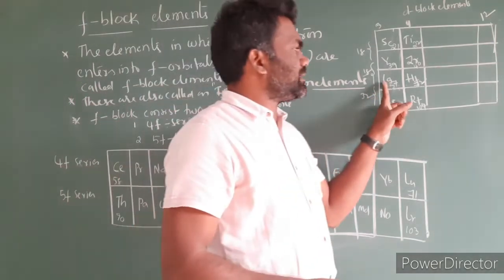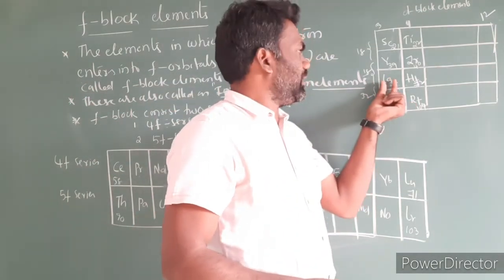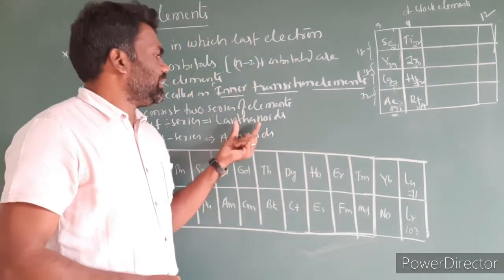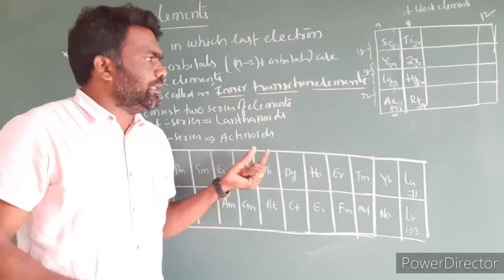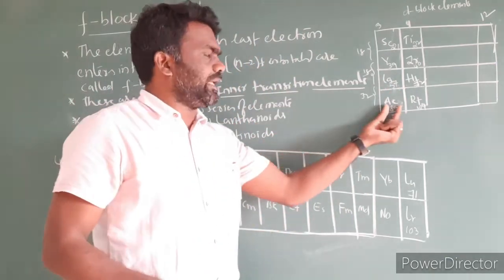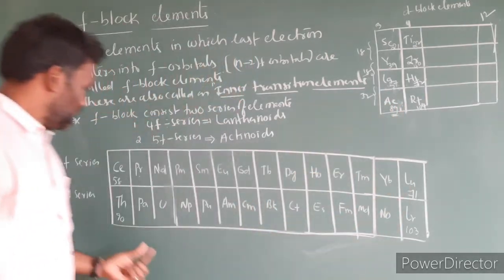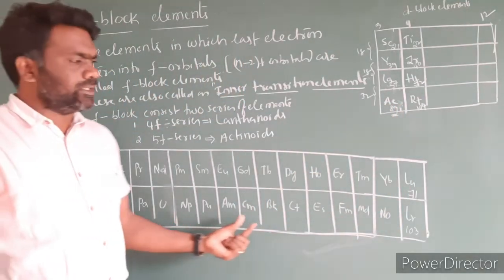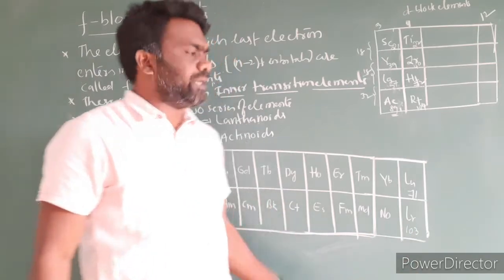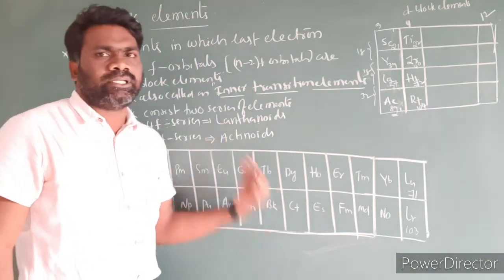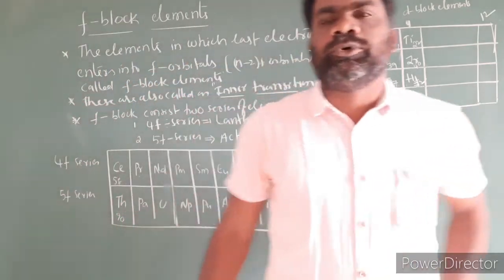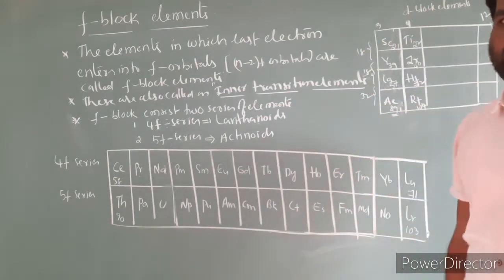The elements present after lanthanum we call lanthanoids, similar to lanthanides. And these elements present after actinium, 89, 90, 91, 92, 93 and so on up to 103, we call actinoids or actinides. So this is the position of F block elements in the periodic table.